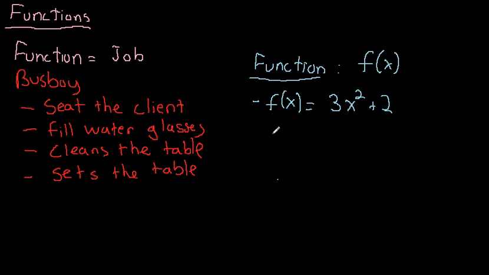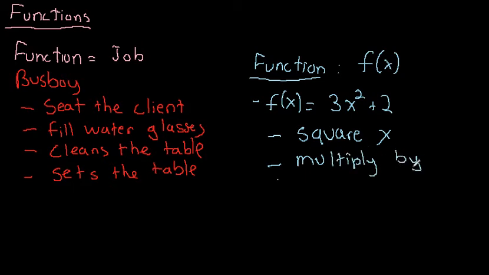So what does this function tell you to do? Well, first, because of order of operations, you must square x. You must then multiply by 3. And you must then add 2. So this particular function tells you to, whatever's in here, square it, multiply it by 3, and then add 2.